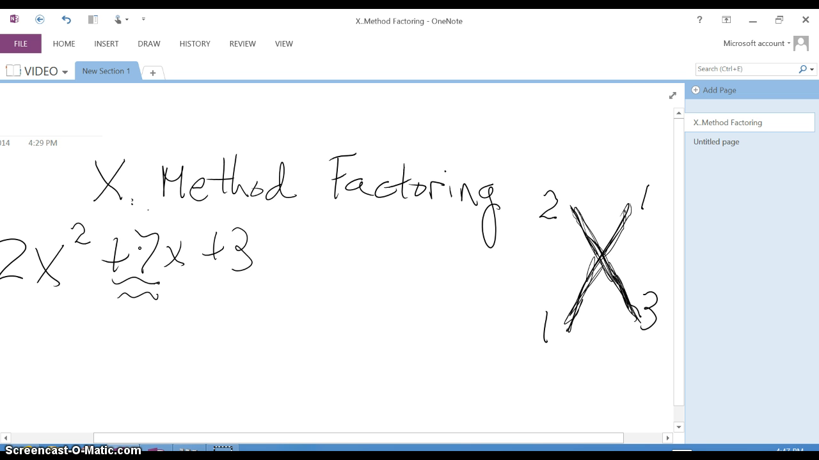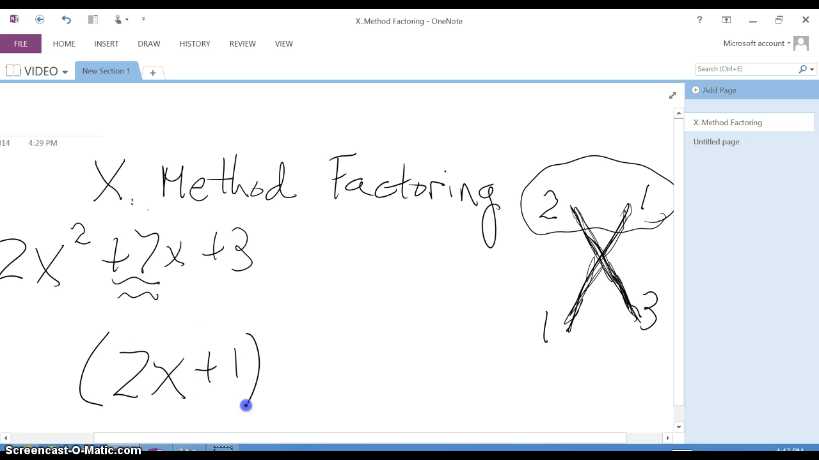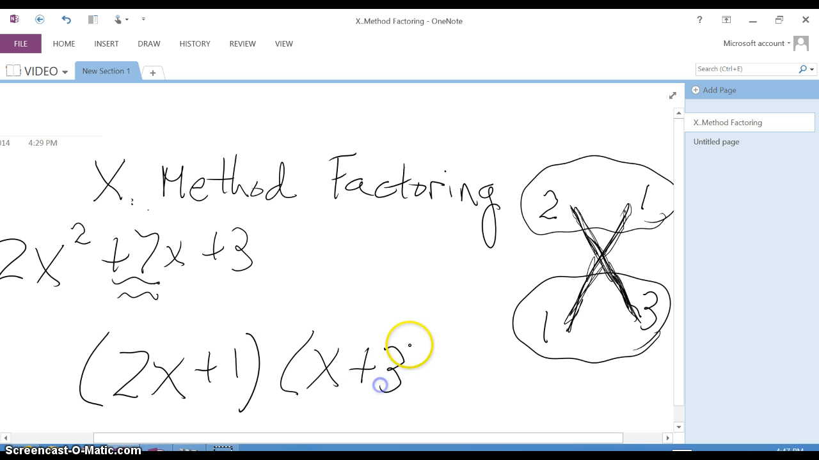How do we translate this now into factors? Well, let's look at the top row, the 2 and the 1. That means 2x plus 1. Let's look at the bottom row, the 1 and the 3. That means 1x plus 3, x plus 3.